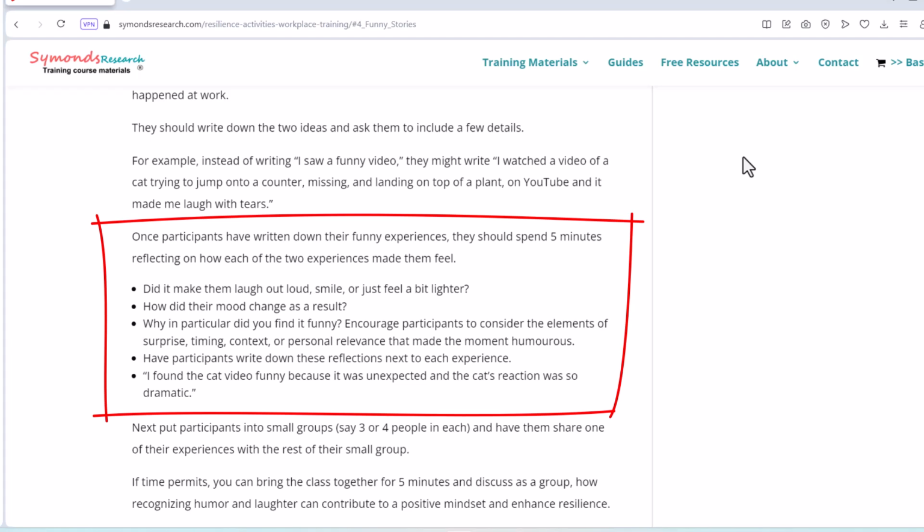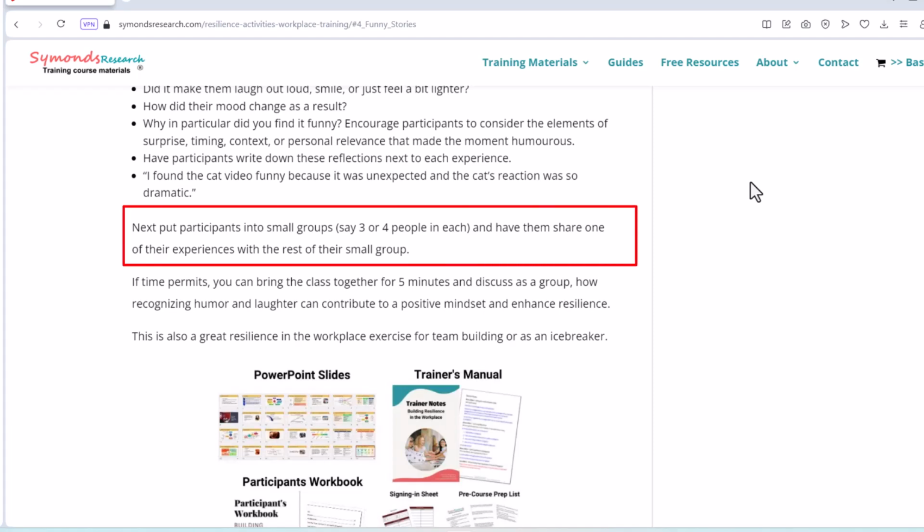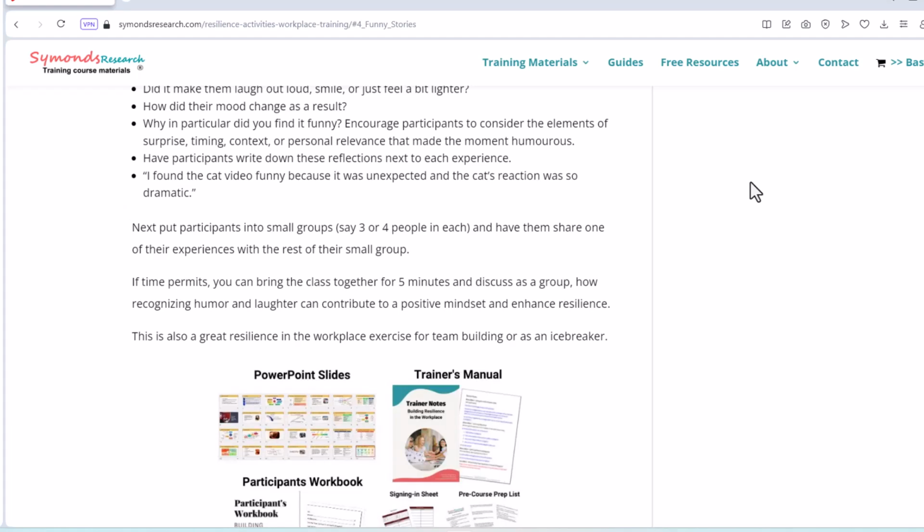And they're going to say, for example, I found the cat video funny because it was unexpected and the cat's reaction was so dramatic. Next, put participants into groups of 4 people in each group and have each person share their experience with the rest of their group. So let's remember, humor and laughter can contribute to a positive mindset and enhance resilience.